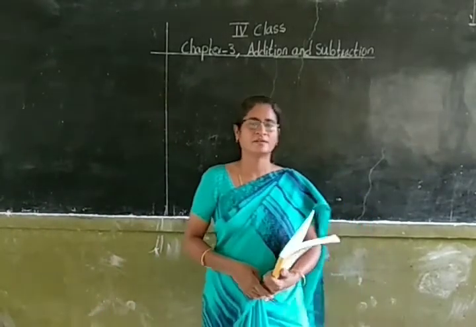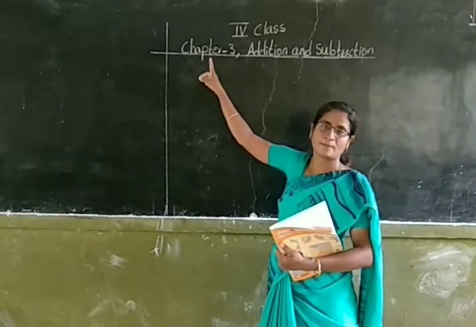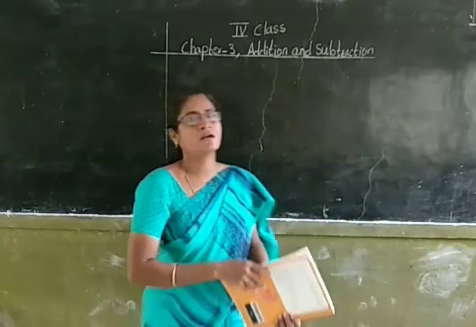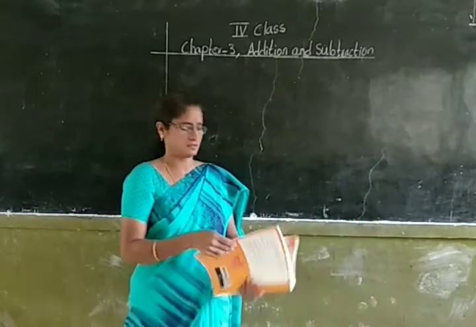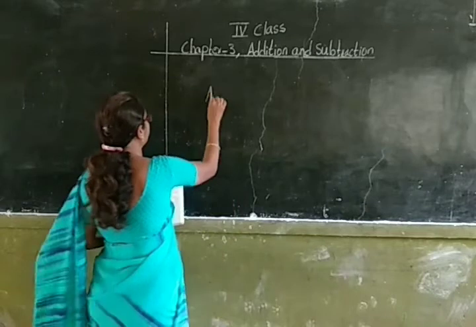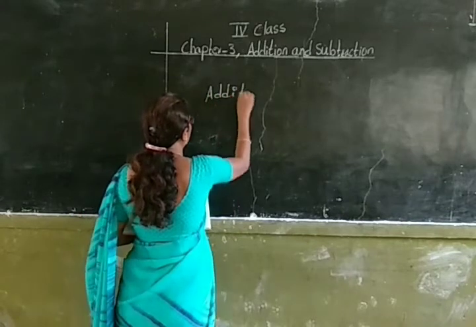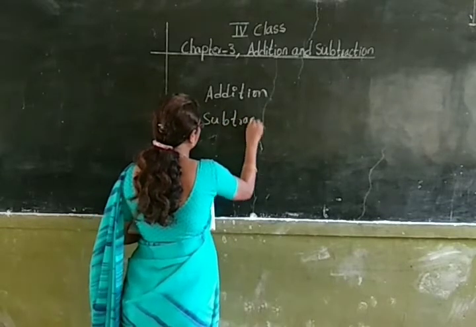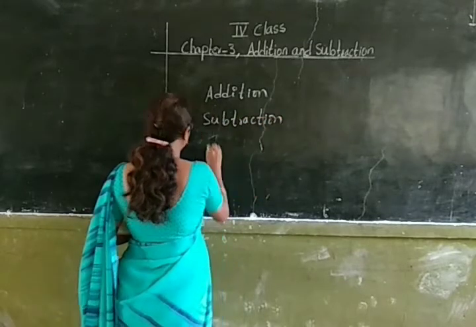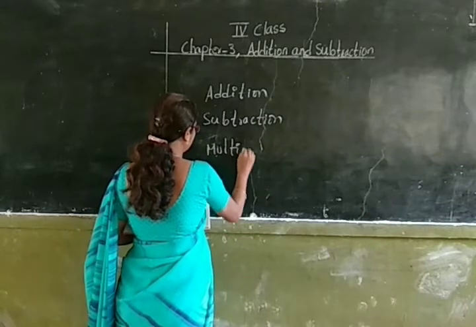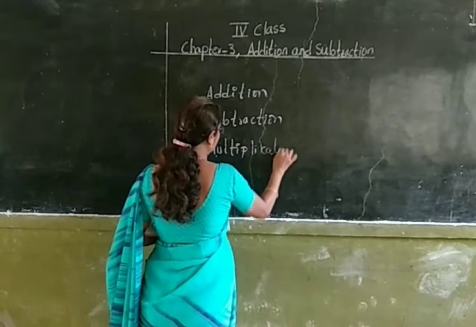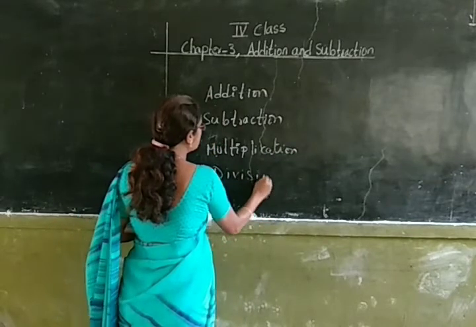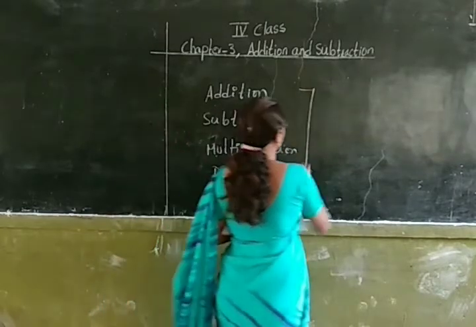Good morning, children. Today let us start new chapter 3, addition and subtraction. There are four main operations in maths. Those are addition, subtraction, multiplication, and the last one is division. So these are the four main operations in maths.